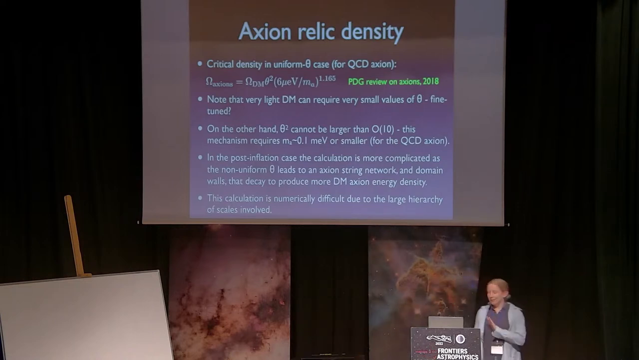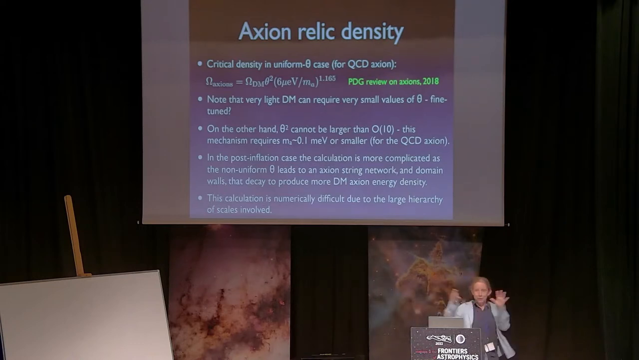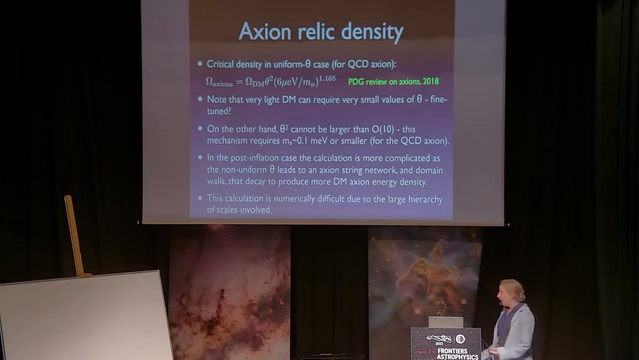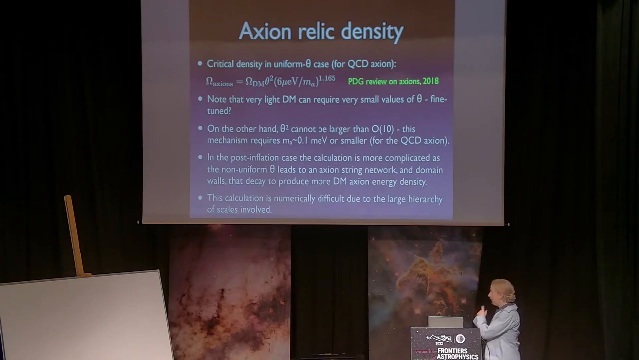Okay, so that's the relatively easy, although a bit subtle, version of the calculation. The hard version of the calculation is that if the axion misalignment angle is set after inflation, then we have different domains throughout the universe that have all different values of theta, and that means that you can build a network of axion strings and domain walls in the early universe. After the QCD phase transition, that topological configuration will decay away. When it decays, it produces more axions. That calculation is really numerically tricky, and people have been working on trying to get it right for several decades that I know about.